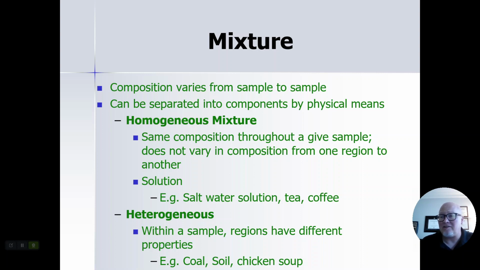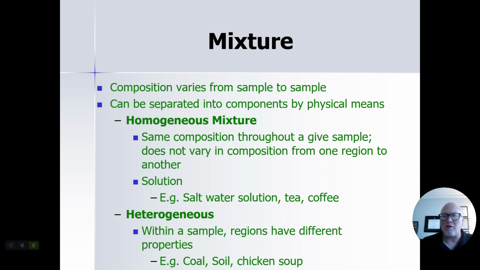I can't filter it. If I poured this coffee through a filter, I'm not going to get the coffee out of it. What I'm going to get coming through the filter is still going to be coffee. But if I take this coffee and I boil off the water, what I'm going to end up with are all of the solutes that made it coffee at the bottom. Whereas a heterogeneous mixture is a mixture that I can separate by physical means that you can actually see. It's not the same throughout.